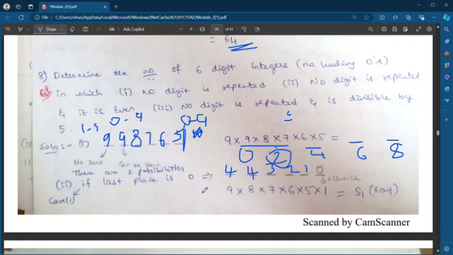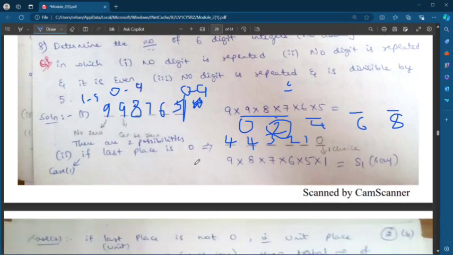Then, if the last place is 0, that is case 2. It should have no leading zero. So here again we are considering the last number.